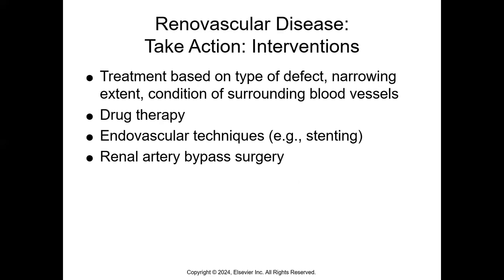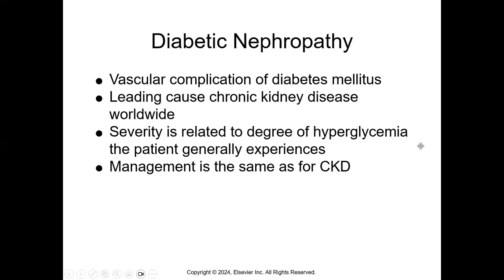So we need to find out where the narrowing is and how much damage has happened to the other blood vessels. We can also use medications to control the hypertension, and we can also redirect the blood flow. That's a renal artery bypass surgery.